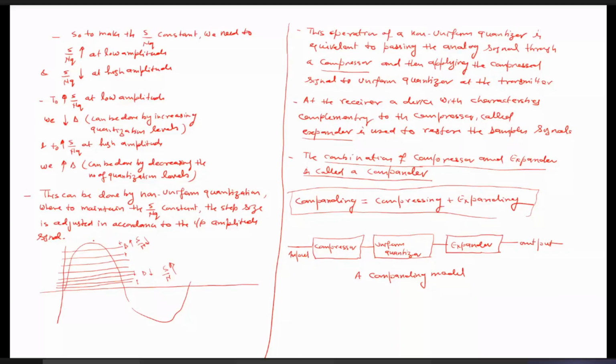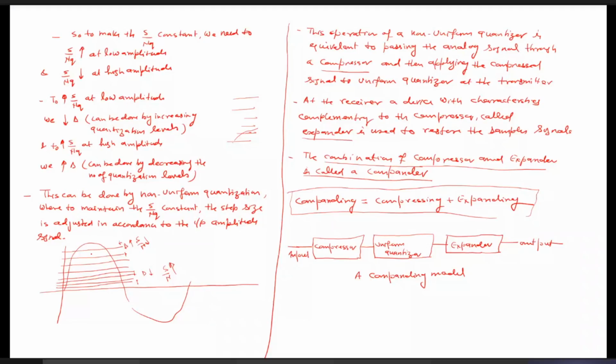And this process is performed by the compression. In compression, the lower amplitude of the signal is compressed and the higher amplitude of the signal is expanded, and after that we take the uniform quantization, where our step size remains constant. So if we compress our signal at the lower level and expand it at the higher amplitude, then it will look like this quantization step is small at the lower amplitude and large at the higher amplitude.